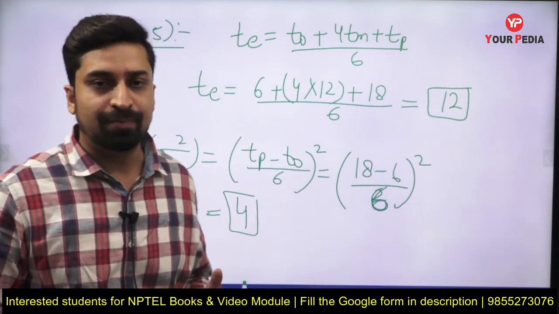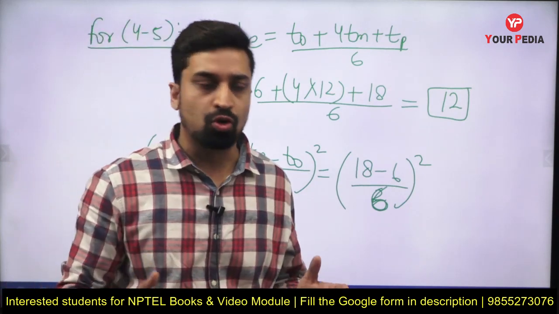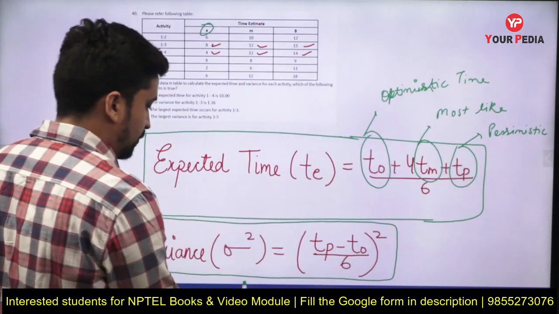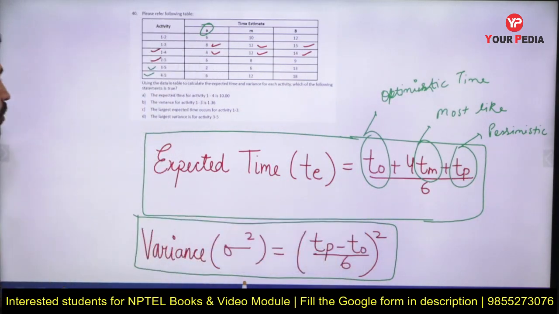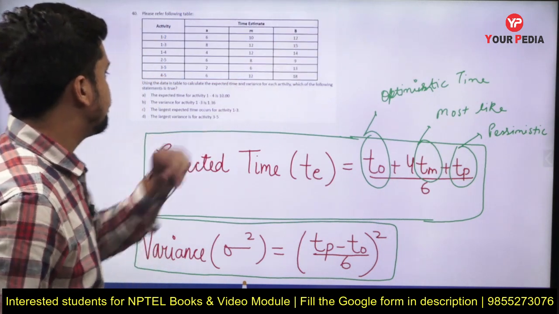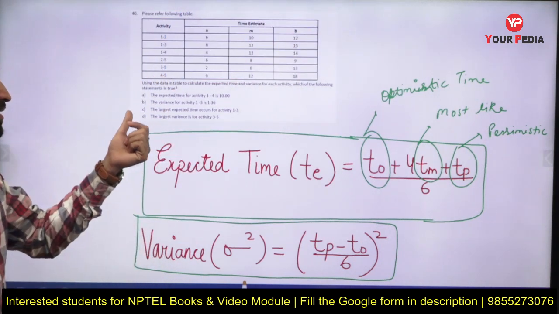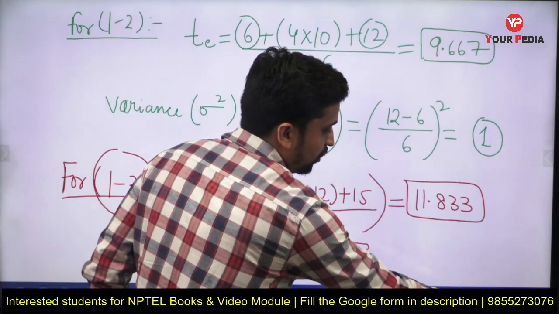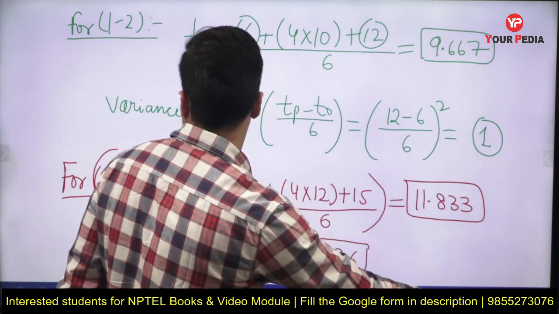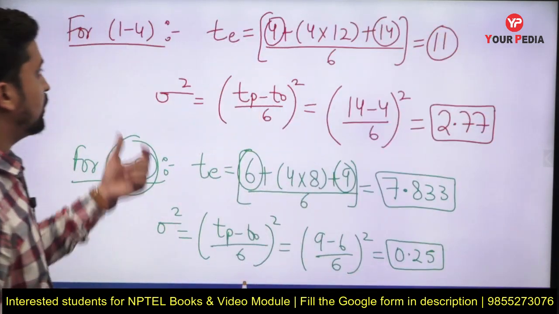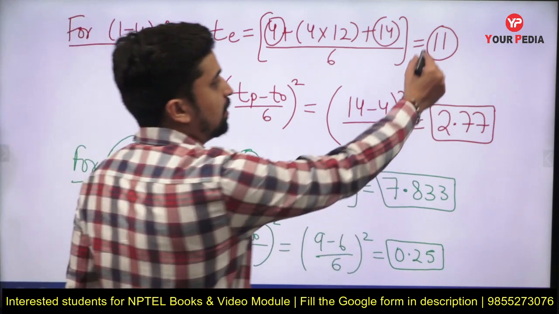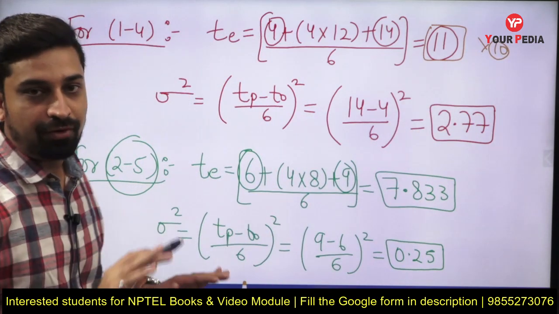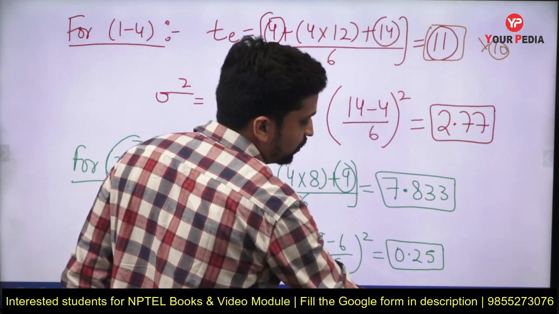Now let us read the statements and see which of the statements is true. For that, let us come back to our question. Let me change the color of the pen. Now read the question. The first statement is the expected time for activity 1 to 4 is 10. So let's see what we got for activity 1 to 4. For activity 1 to 4, we got the expected time as 11. So this is not 10. So this statement is false. This is not true. So let's come on to the next statement.